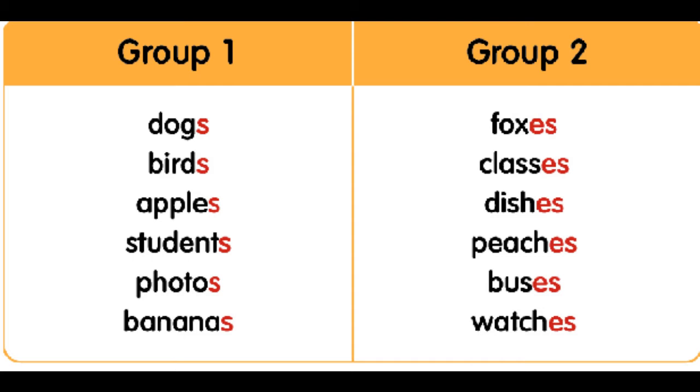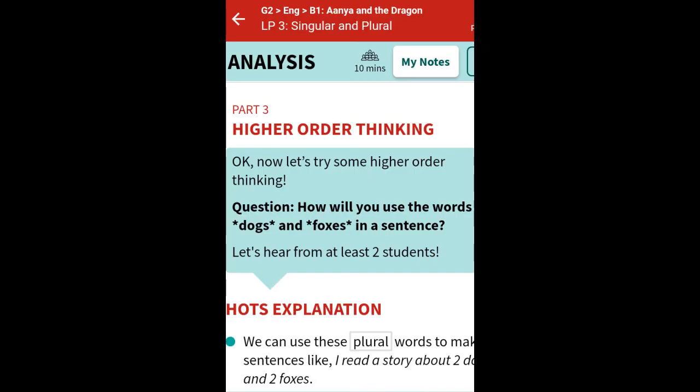The same way, see in group 2. Here we have added es: foxes, glasses, dishes, peaches, buses and watches. In group 2, es is added. Understood? It's so simple. Now see the next question.